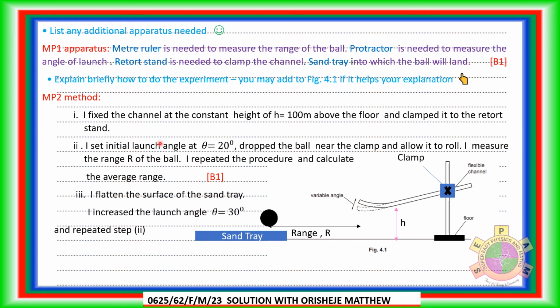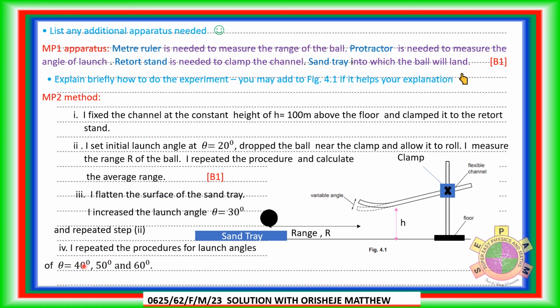I repeat this step 2 again. Drop the ball from this point, allow it to roll, and then it drops at this point. Then for each angle, I repeat the investigation twice, so as to eliminate error. So then I repeat the procedure for launch angles of 40, 50 and 60.